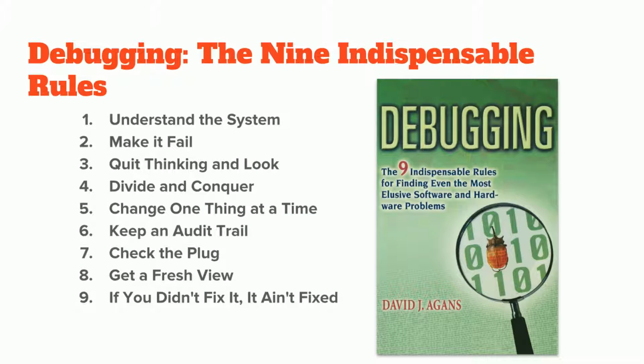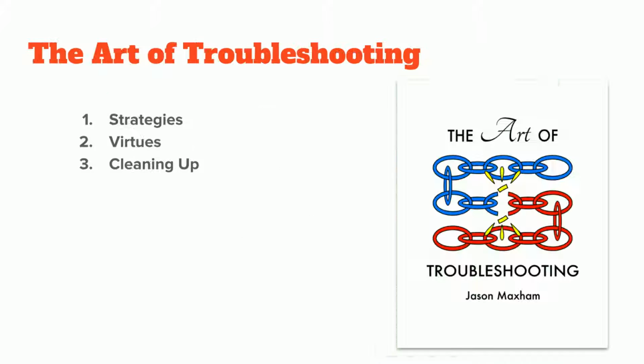This is our further reading. We mentioned earlier Debugging: The 9 Indispensable Rules. That was the book we've got here. This is the other one I mentioned, The Art of Troubleshooting. This one is available as a free ebook. It's not specific to computers; it's just a holistic look at debugging. I found it really good. We read it as a team at work, and we got some really good things out of it.